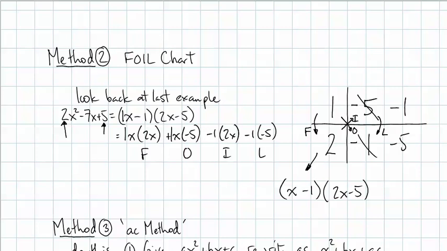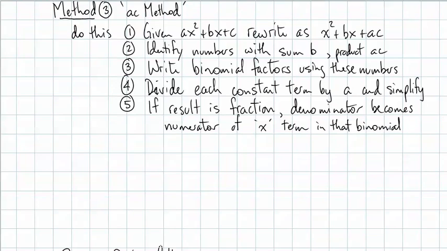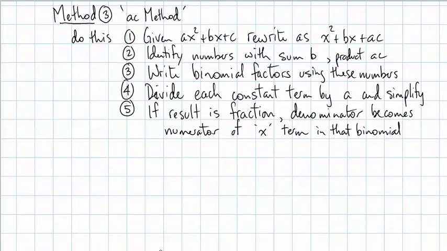Now, I got one more method to show you. This one's a little bit strange, but it's kind of neat. The AC method. There's your set of instructions. You could pause it now if you want to read that over, but I'm going to just go ahead and start doing this process to show you how this works. I'm going to use the same example again.